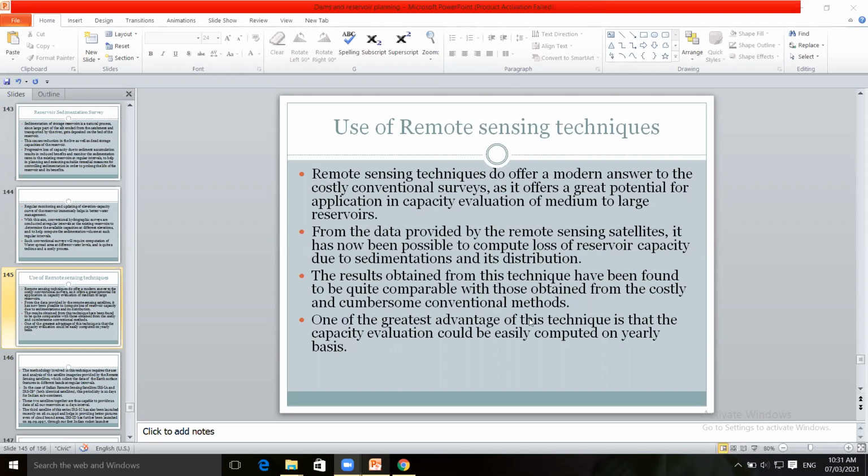One of the greatest advantages of this remote sensing technique is that the capacity evaluation can be easily computed on a yearly basis. It is easy to draw the capacity evaluation curve. The capacity of the reservoir can be evaluated on a yearly basis by using this remote sensing technique.